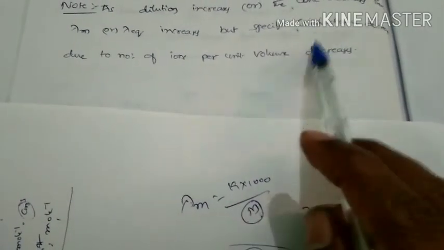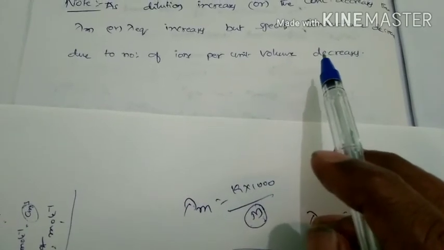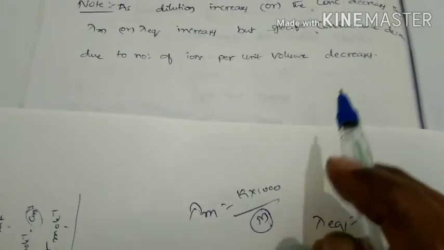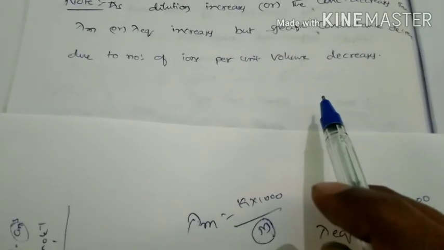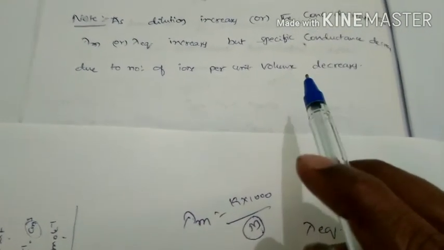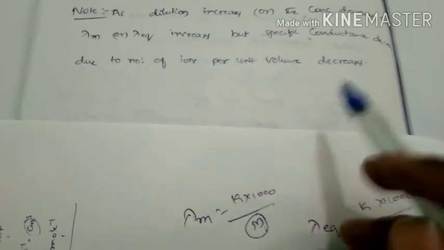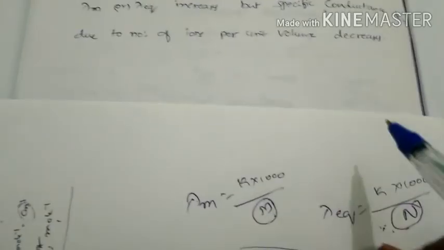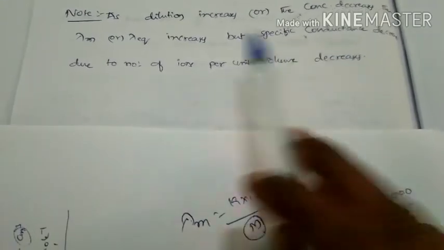I told you one more definition for specific conductance: the conductance exhibited by the number of ions in unit volume is called specific conductance. So if you add more water, automatically its volume increases. If volume increases, automatically the number of ions per unit volume decreases. If the number of ions per unit volume decreases, specific conductance decreases.